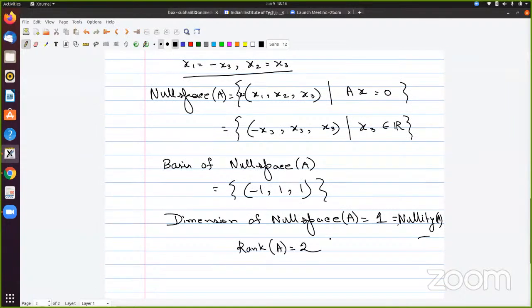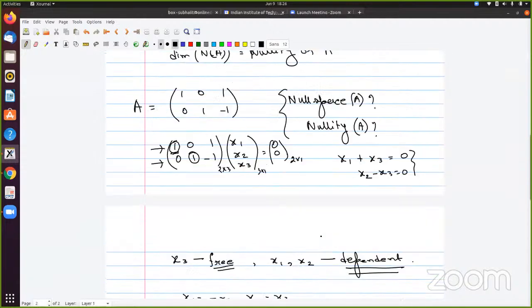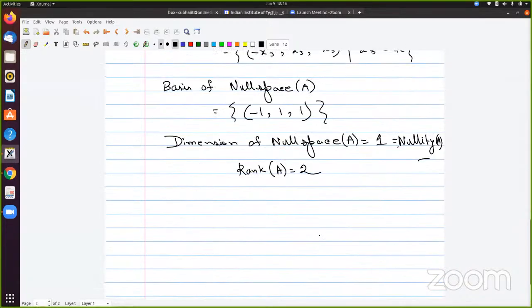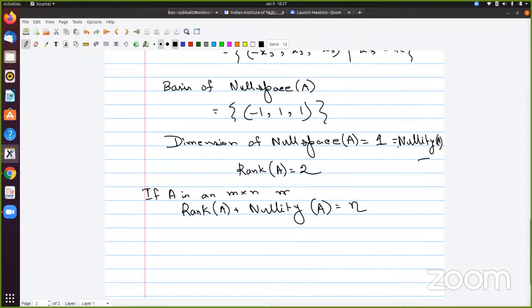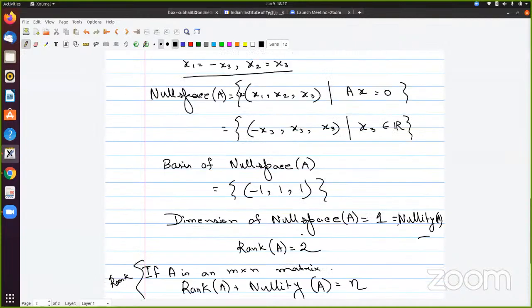So now we have started with a 2 cross 3 matrix and we got nullity as 1 and rank as 2. And it is always true that rank plus nullity equals n, if A is an m cross n matrix. This is called the rank nullity theorem. So you don't need to know the proof. Basically, this example will show you the proof.